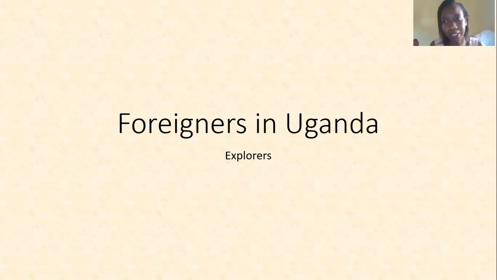Now, we've looked at the explorers before, but I want us to look at them further in detail. Explorers are people that move, and we still have explorers today, to foreign countries and foreign places in search of geographical areas of interest. They want to discover different stuff. And that's one of the reasons why the first explorers came to Uganda. They were interested in discovering the source of the Nile.